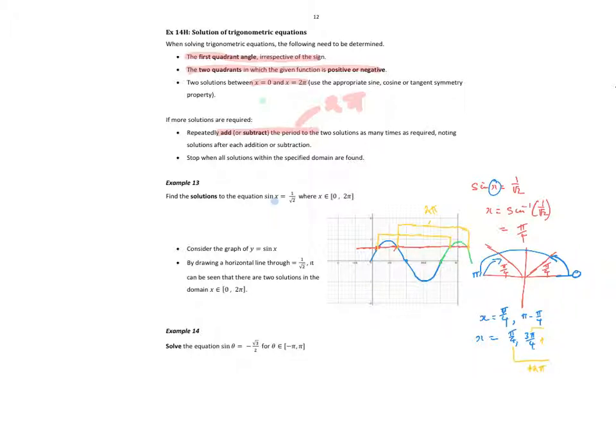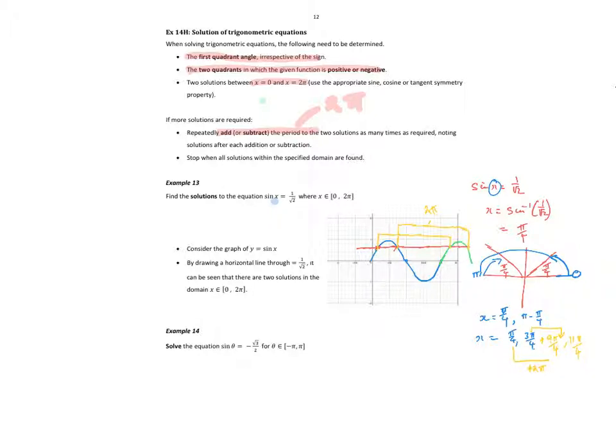So pi on 4 plus 8 on 4 is 9 pi on 4. 3 on 4 plus 8 on 4 is 11 pi on 4. So they're my next two solutions, okay?